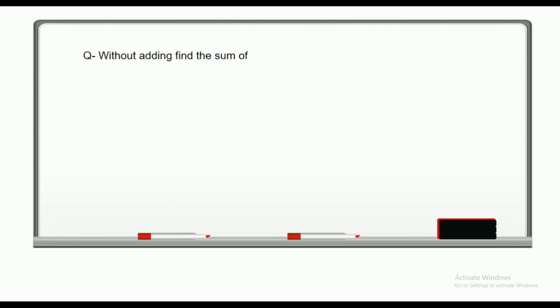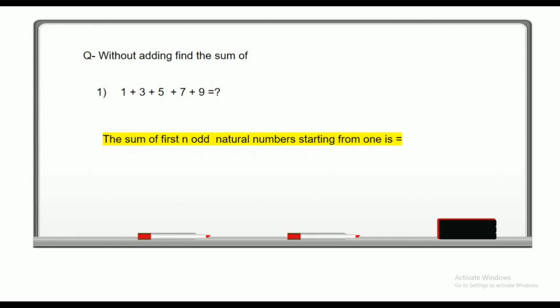Here we are with our next sum. Without adding, find the sum of 1 plus 3 plus 5 plus 7 plus 9. To find the sum of n natural odd numbers, we need not add them by doing addition. We have a simple formula, that is, the sum of first n odd natural numbers starting from 1 is n square.